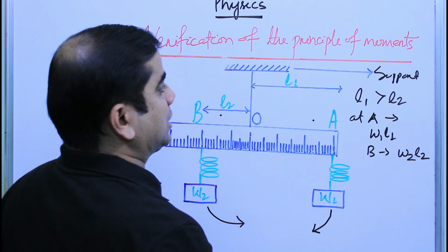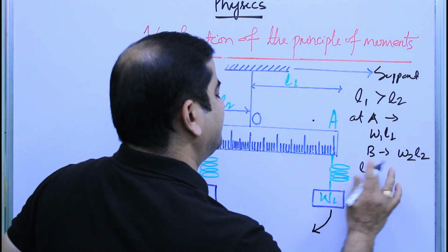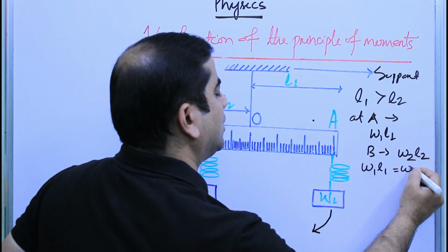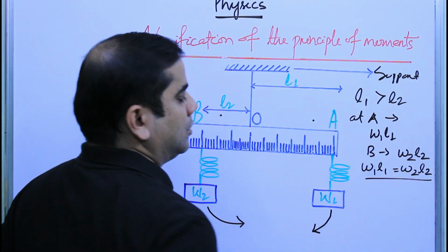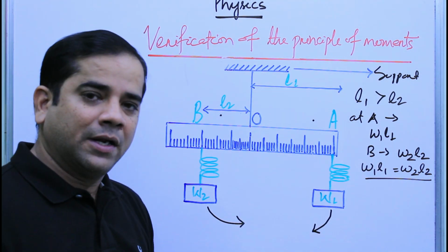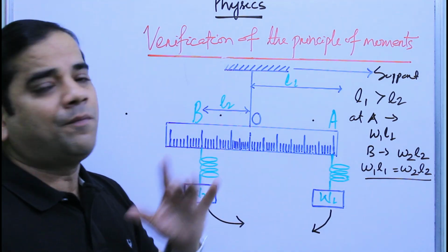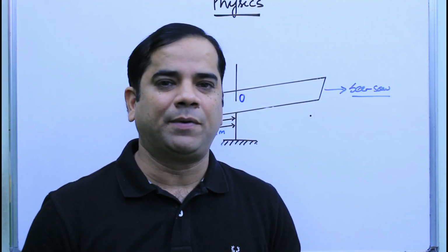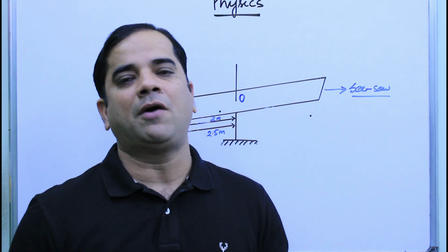So in this case, what is happening is that W1 L1 is equal to W2 L2. So over here, the anti-clockwise moment is equal to the clockwise moment. This verifies the principle of moments. Hope you understand. Students, let us now discuss an example to understand the principle of moments in a better way.